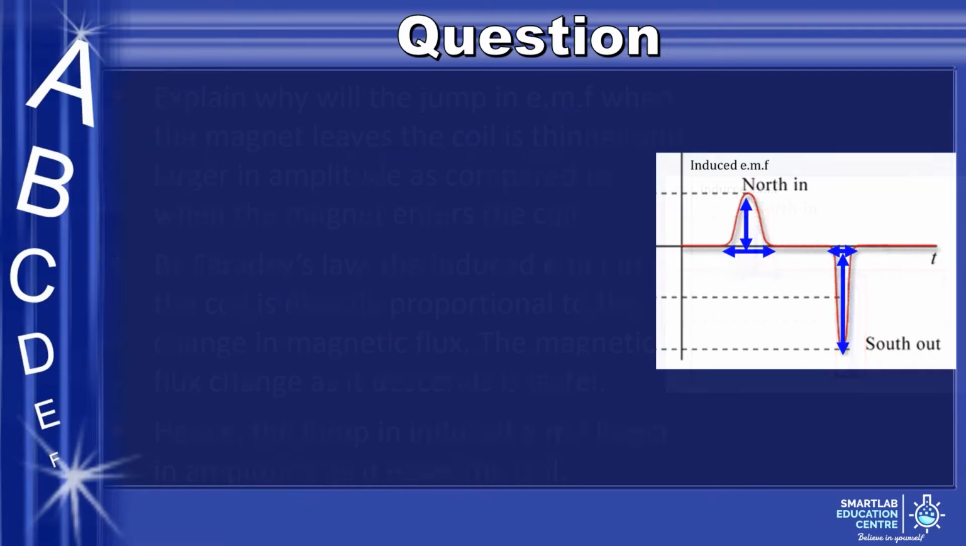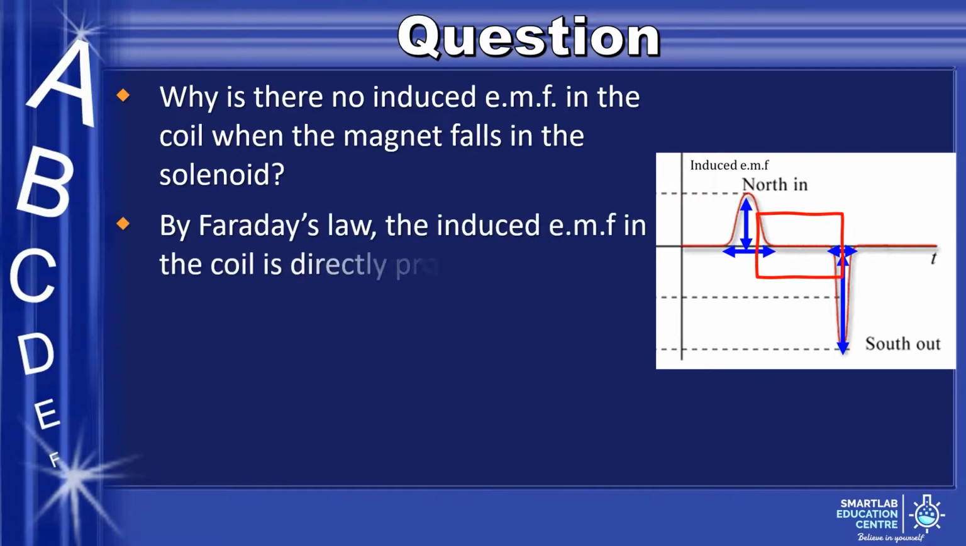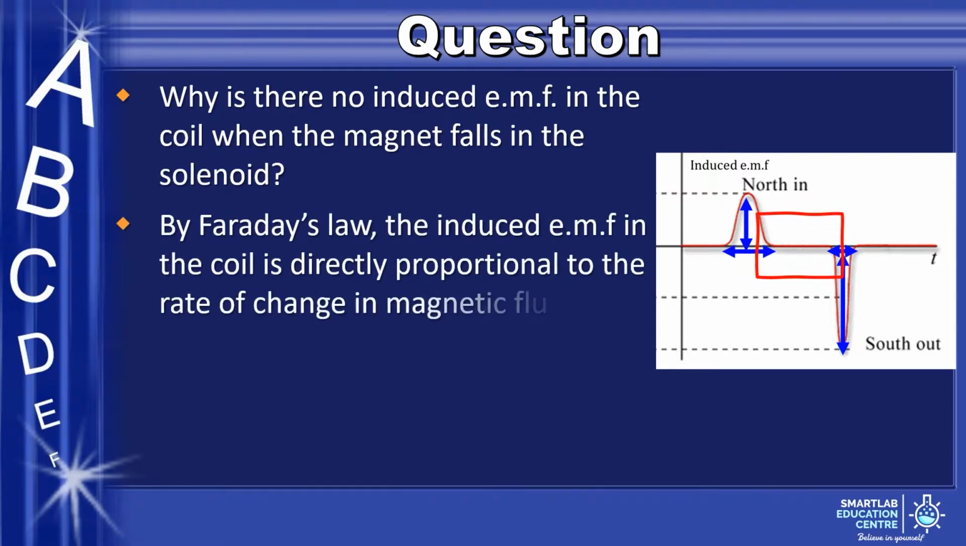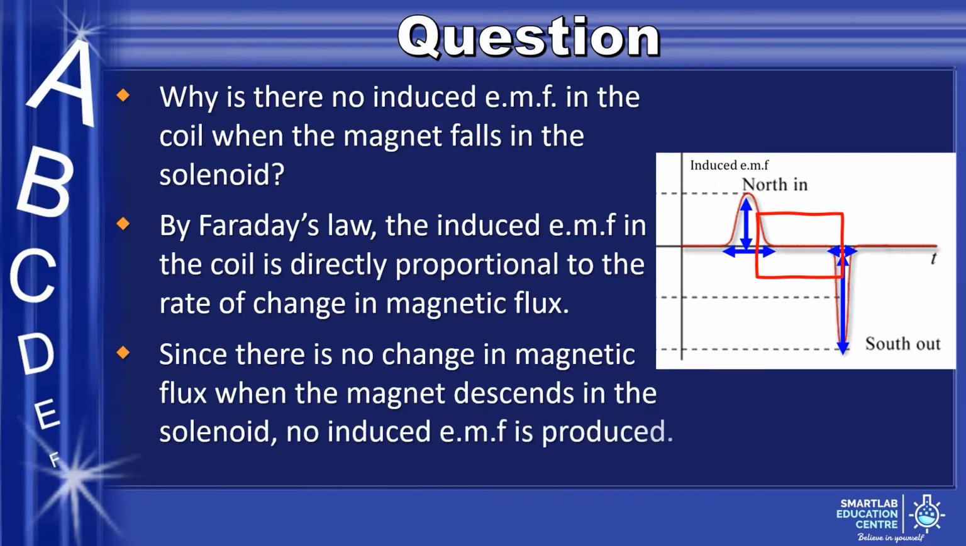Why is there no induced EMF in the coil when the magnet falls in the solenoid? By Faraday's law, the induced EMF in the coil is directly proportional to the rate of change in magnetic flux. Since there is no change in magnetic flux when the magnet descends into the solenoid, no induced EMF is produced.